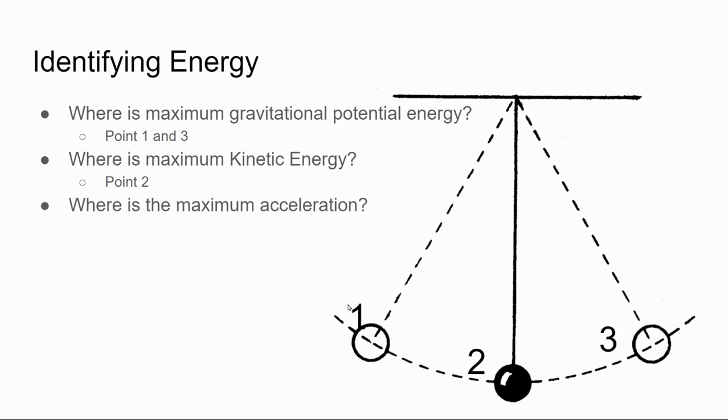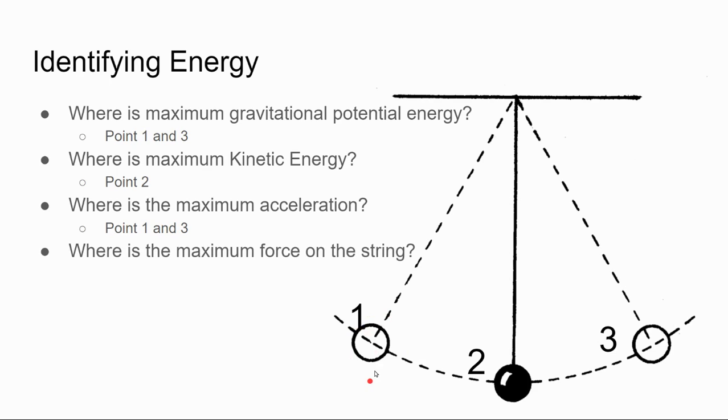Where is maximum acceleration going to be? We will talk about this more in a little bit, but your maximum acceleration is going to be at points 1 and 3, because of the direction of the forces, and that's where it's going to be causing you to speed up and slow down the most. As you reach point 1, you're going to be slowing down, and then as you move away from point 1, you will be speeding up again. That's where you're going to experience the biggest acceleration.